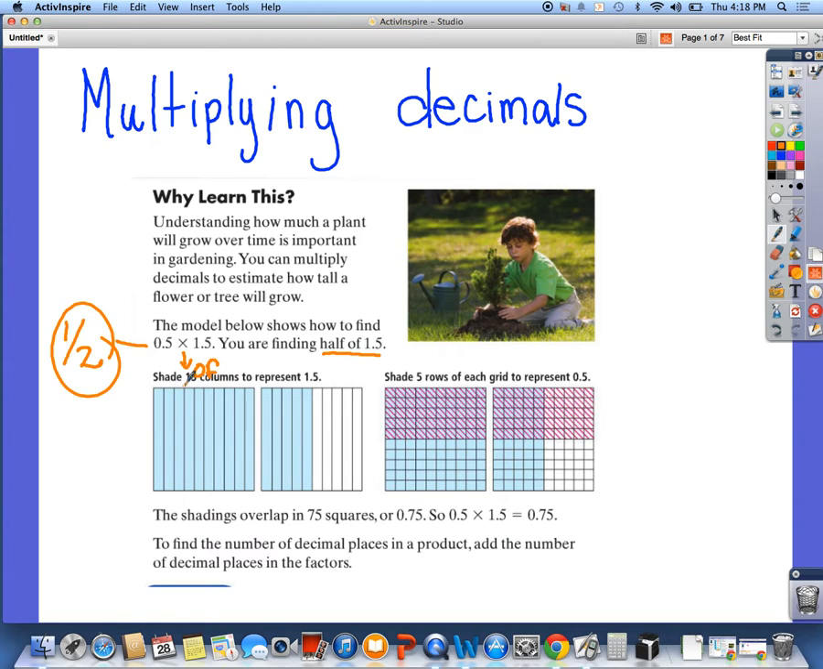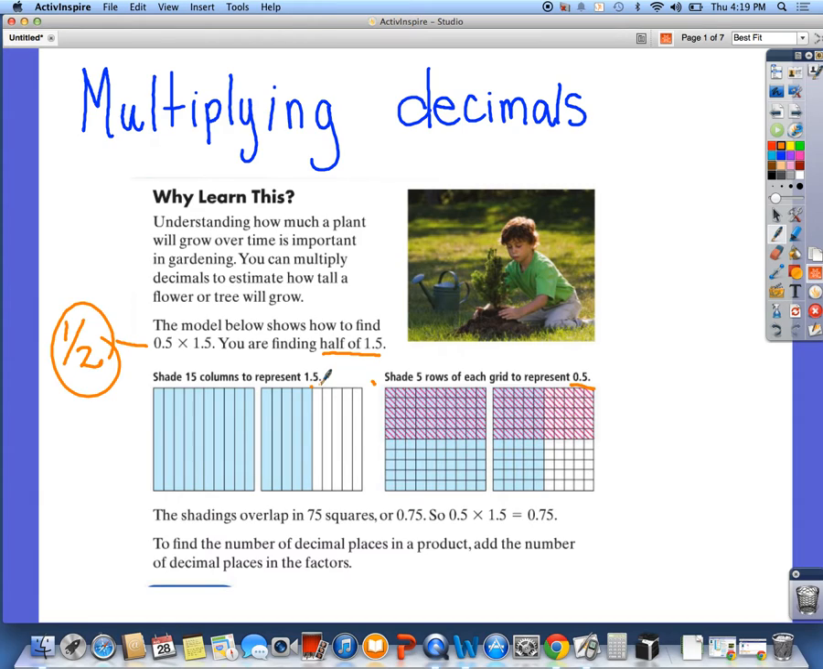These columns down below here, so I'm going to erase so that you can see this. These columns down below here represent the 1 and 5/10. So we got 15 columns representing 1 and 5/10. And then over here, we've shaded 5 rows of each grid, and that's what's representing our 5/10. So we're seeing how much 5/10, that 5/10 over here, of 1 and 5/10 that is.